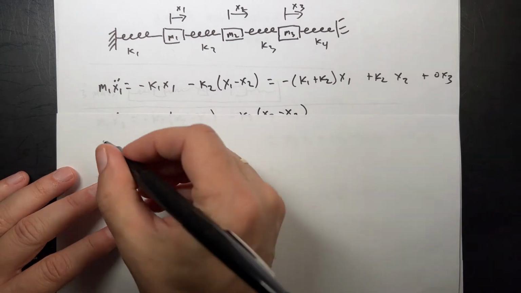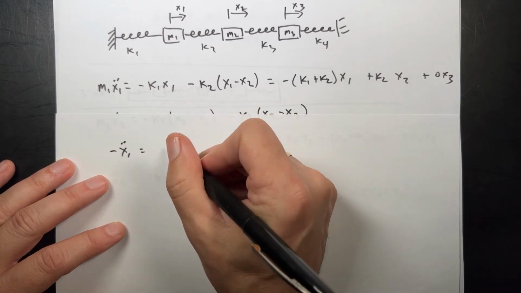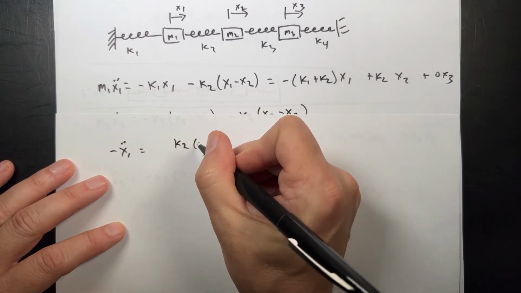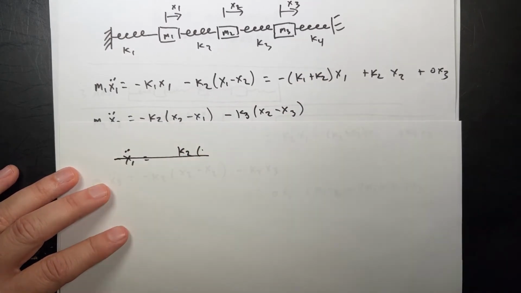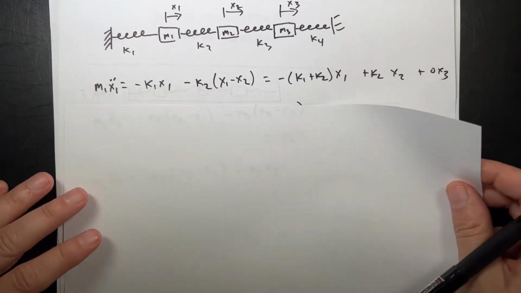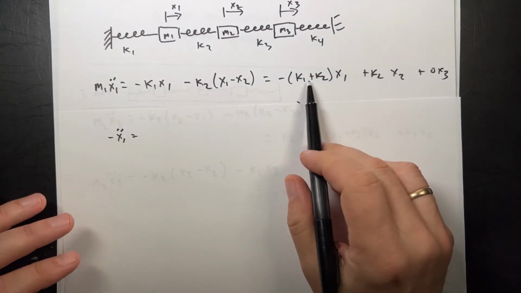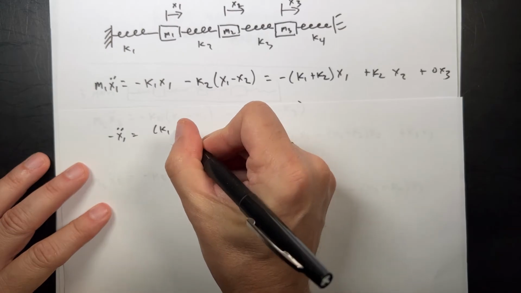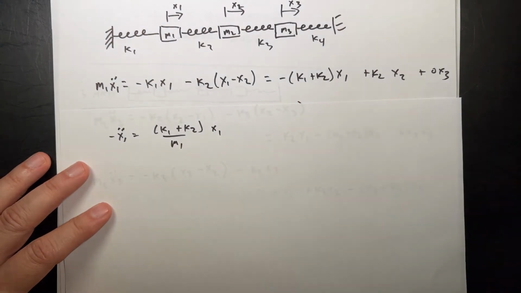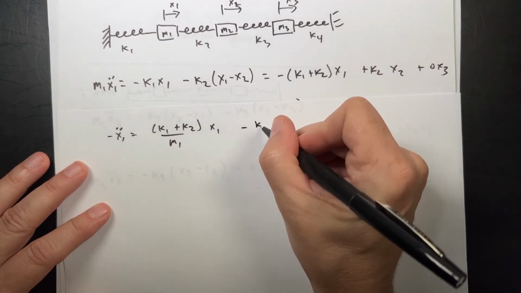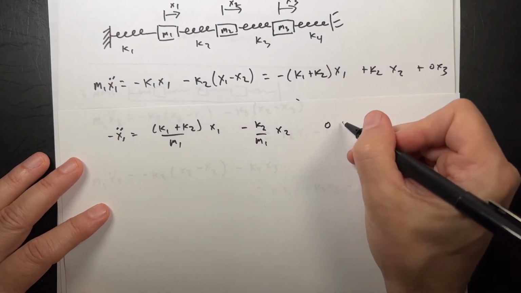So I'm going to say negative x1 double dot is going to be equal to k2. Oh, no, I'm sorry. I'm using this right here. So we're going to say negative x1 double dot equals k1 plus k2 over m1 x1, and then minus k2 over m1 x2, and finally just 0 x3.